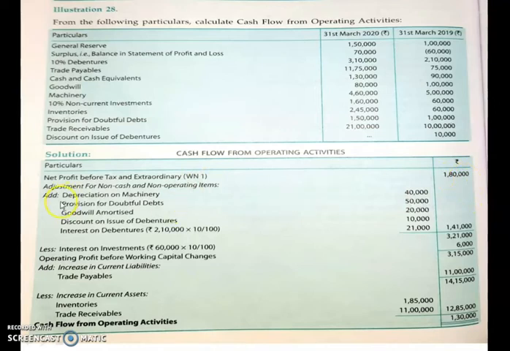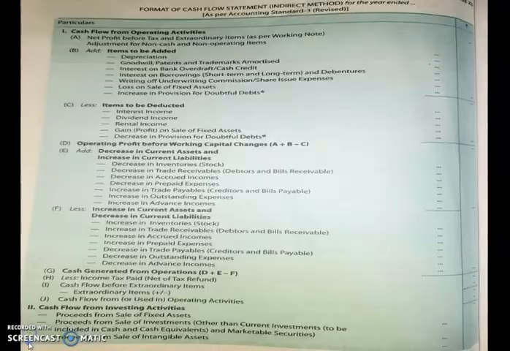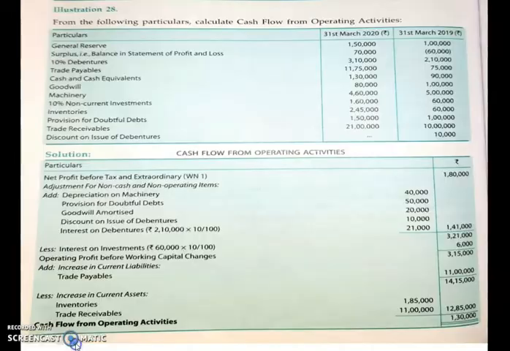What next? In the B part, as per your format, you can see here is the format which we have discussed in the earlier class. Some items are there to be added. 7 items are there as per the list and 5 items are there which you have to subtract. So you have to learn this format by heart, and then go through the question and find out if there is any item which is supposed to be added or subtracted as per that list.